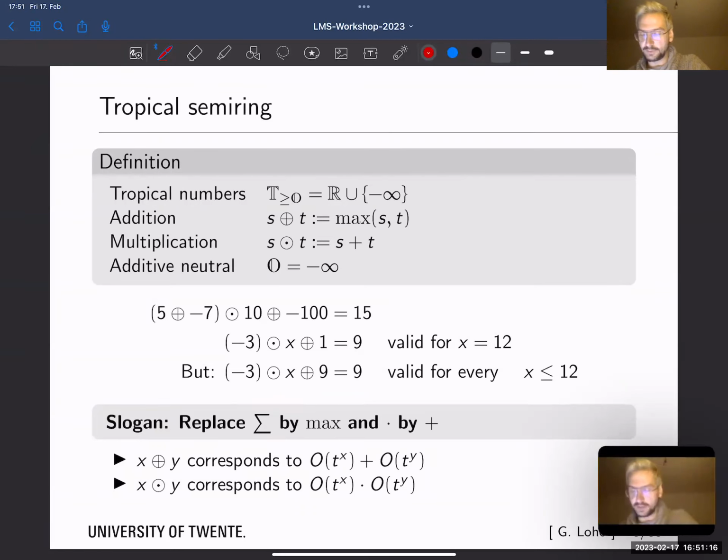We might all know the slogan that we replace sum by max and product by sum, and that this actually corresponds to maybe some asymptotic idea, but inherently this really forgets signs, right? So to do some signed tropical things, we have to really break some of these ideas.